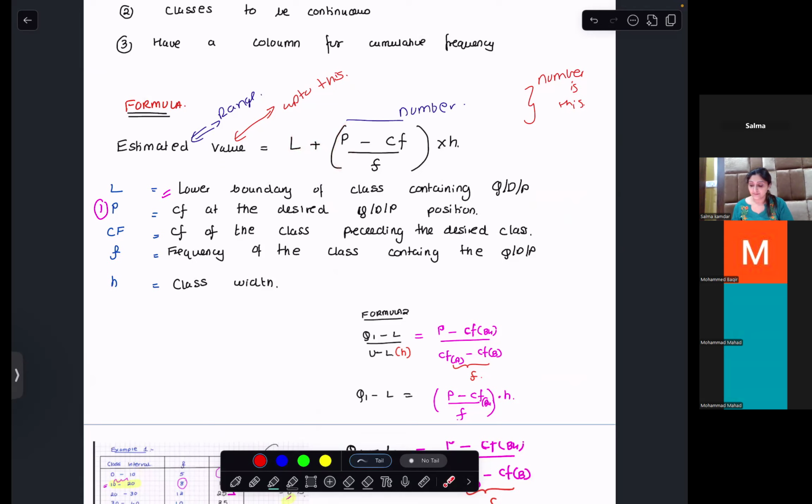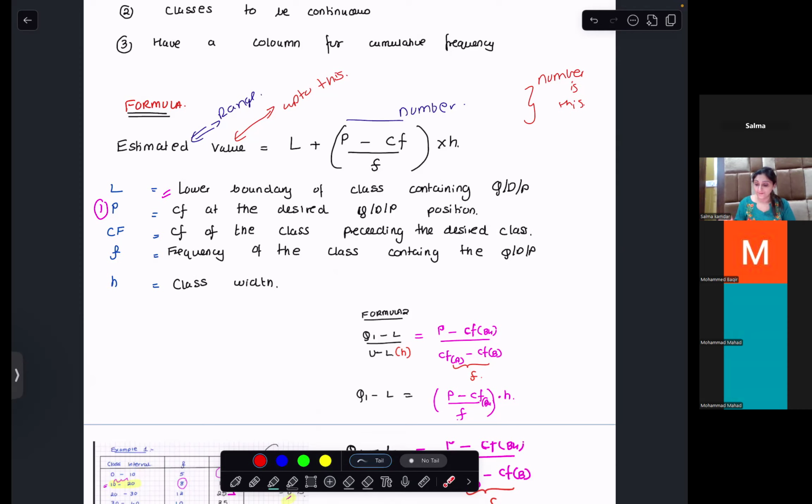L plus P minus CF divided by F into H. Okay. So it is L plus P minus CF divided by F into H. When I talk about this estimated value, it is actually the range that we are looking at. Up to this range, this much data will belong to this class. Is it true?